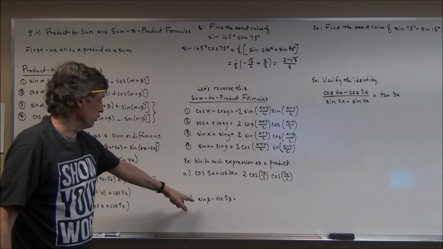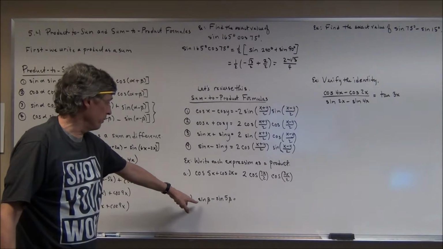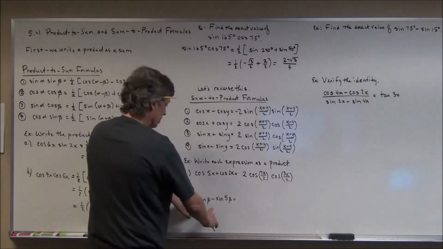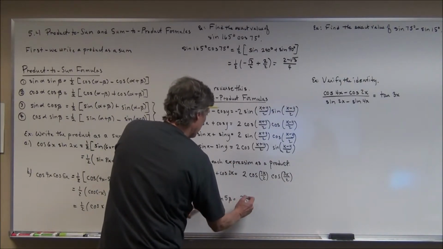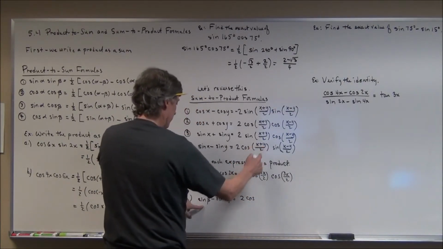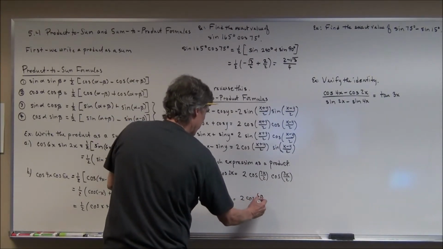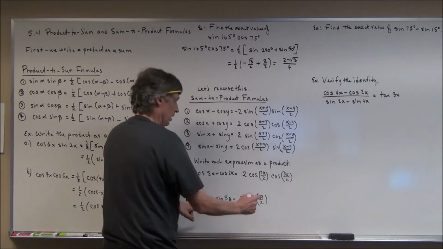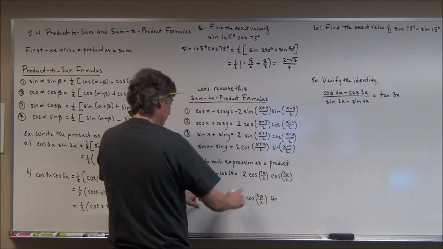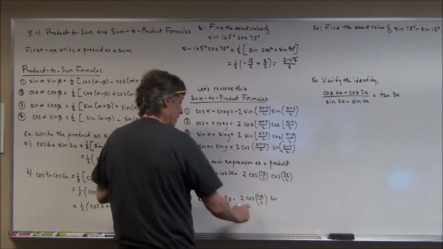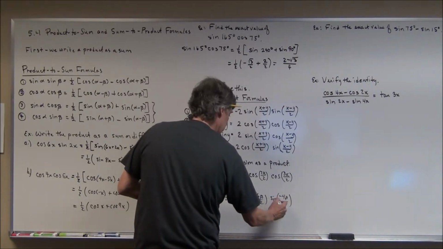Very similar, I'm going to use formula 4 here to work part B. As you can see, it's a difference. So my x is beta, my y is 5 beta, so this is 2 times the cosine of the sum of beta and 5 beta, that'd be 6 beta divided by 2, which simplifies. And then I'm going to have times the sine of the difference of the two, so that's beta minus 5 beta, that's negative 4 beta, all over 2, which again simplifies.